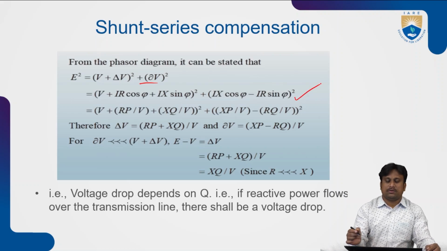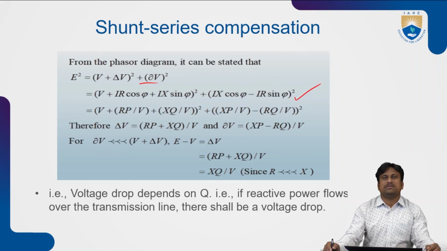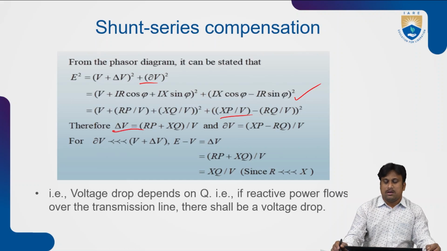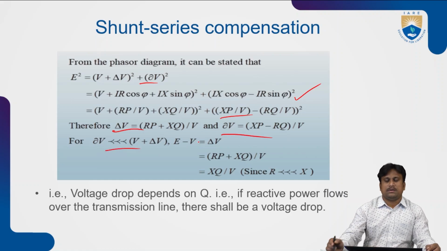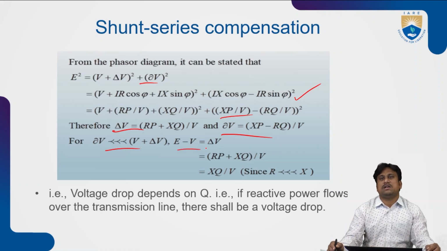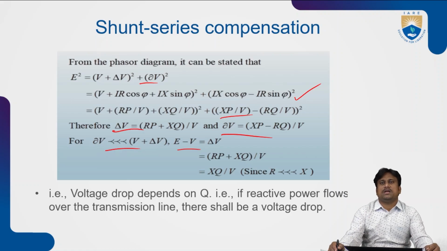So when you substitute these coefficients, V plus RP by V is taken as one common coefficient and XQ by V as another coefficient as a whole square term, then XP by V minus RQ by V is taken as one whole square term. Therefore delta V becomes (RP plus XQ) by V, and delta V becomes (XP minus RQ) by V. For delta V, where E minus V is treated as delta V, this is represented with the RP plus XQ by V coefficient.